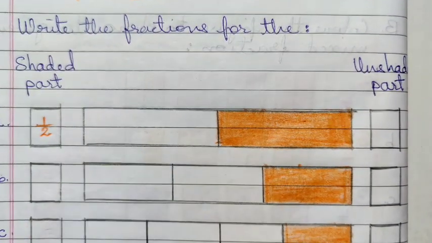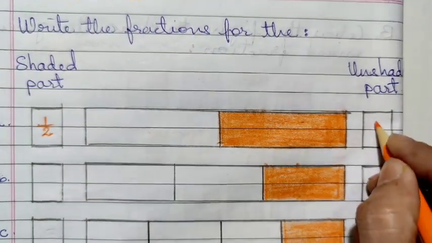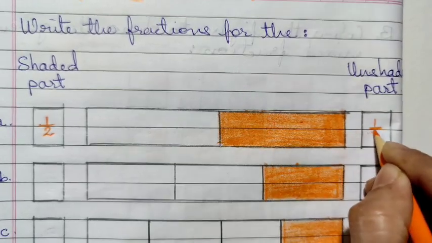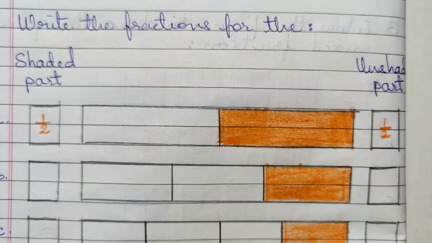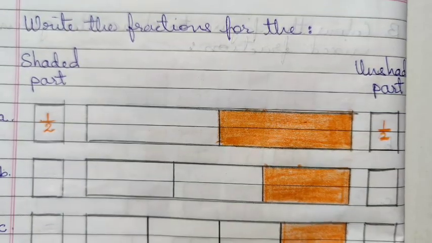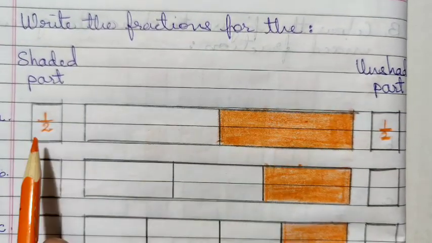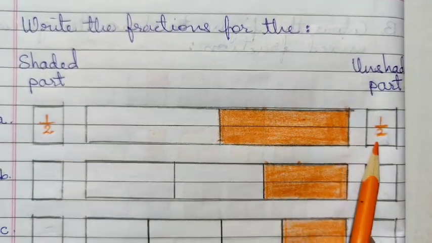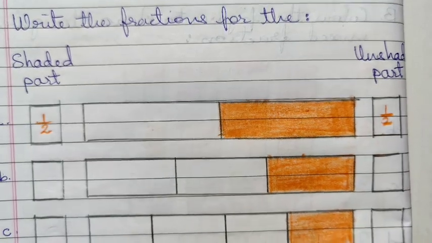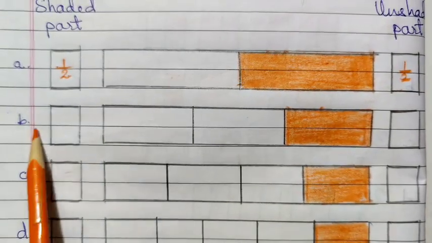Now, what is the fraction of the unshaded part? The part that is not colored is also 1 upon 2. Another word for it is a half. That's right. What is another word for it? A half. So we have a half portion which is colored or shaded and a half portion which is unshaded or not colored. We move on to the next one, the B one.